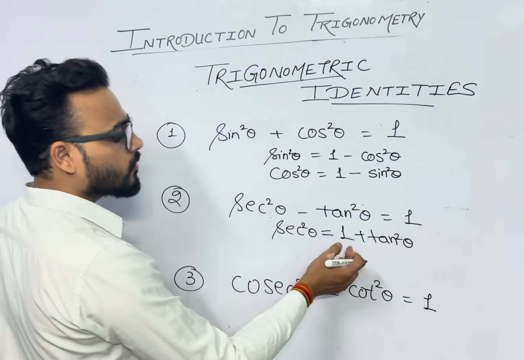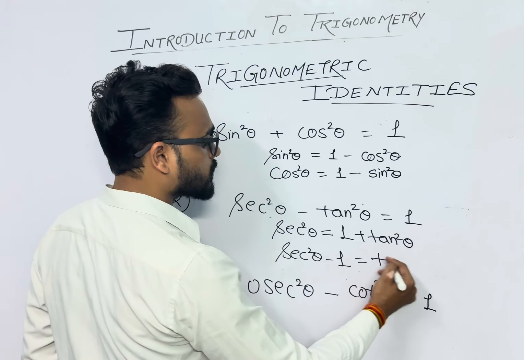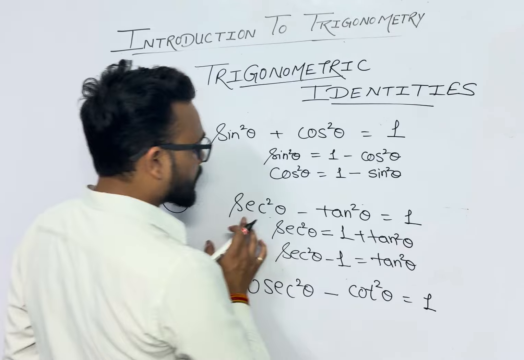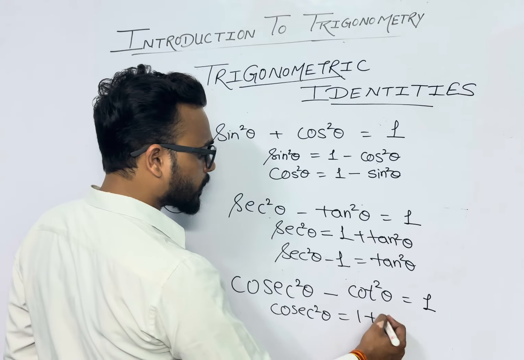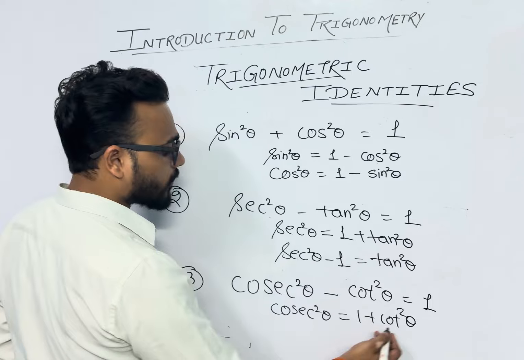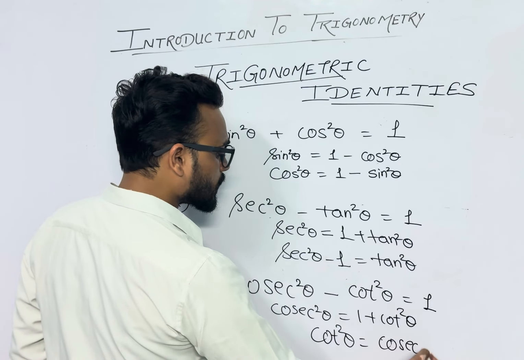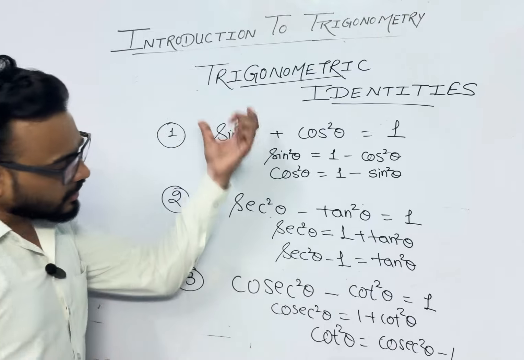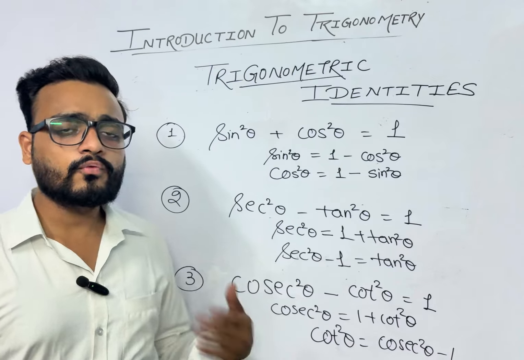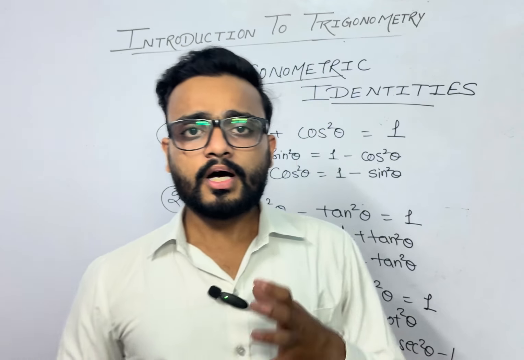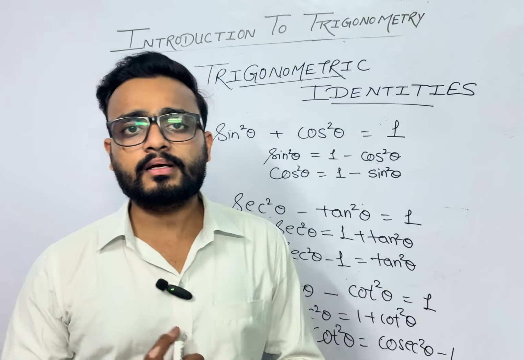And we find the value of tan square theta. According to this, 1 goes to the left side and it becomes sec square theta minus 1, which is equal to tan square theta. Just like that, cosec square theta is equal to 1 plus cot square theta, and cot square theta is equal to cosec square theta minus 1. So these are the basic fundamental trigonometric identities, and from these identities we solve the proving questions related to this trigonometry chapter.